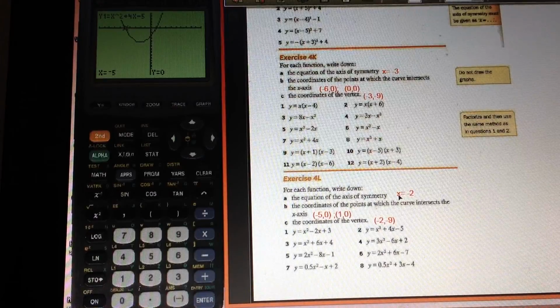The equation will be x equal to the first value of your vertex, okay?